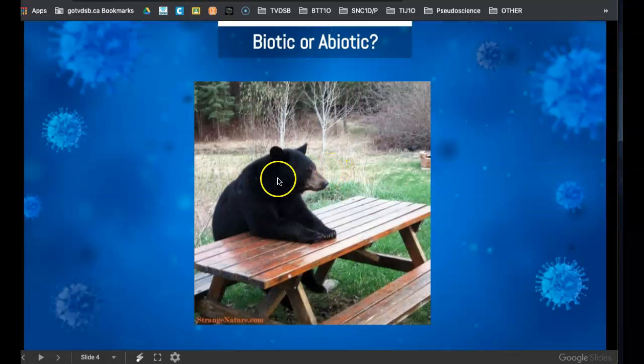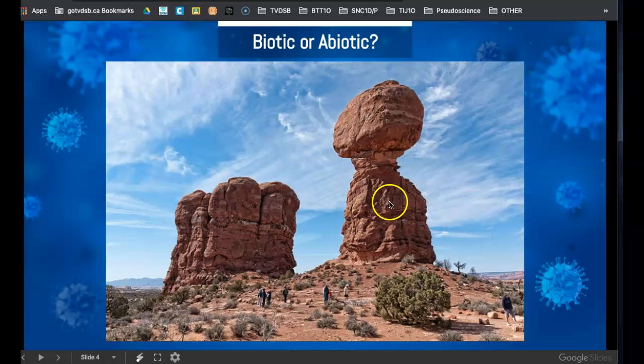We have a bear sitting at a picnic table. The bear is biotic. All of this stuff around it is biotic. The picnic table would be abiotic because it's non-living. It's made of wood, which comes from a tree, which at one point was alive, but it's not alive now. So that's abiotic.